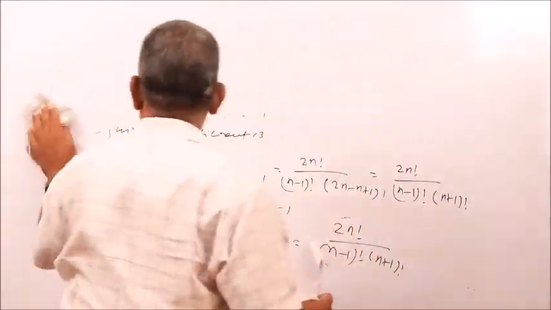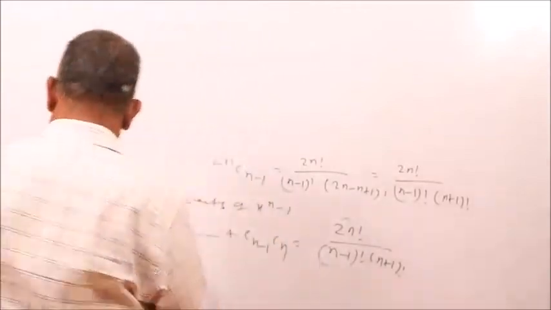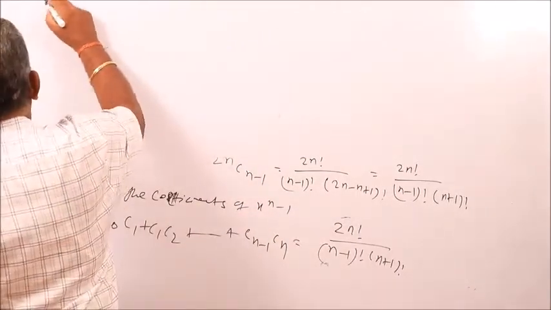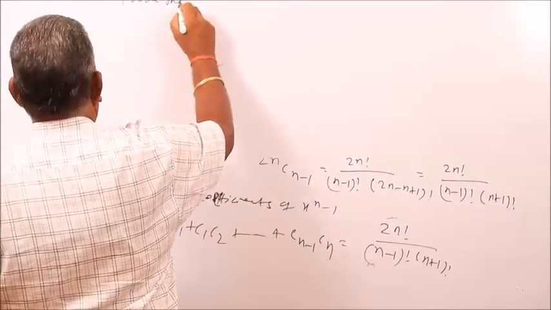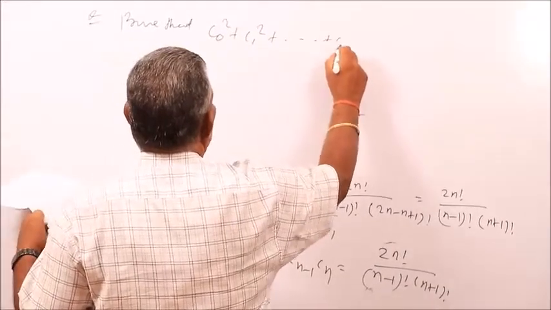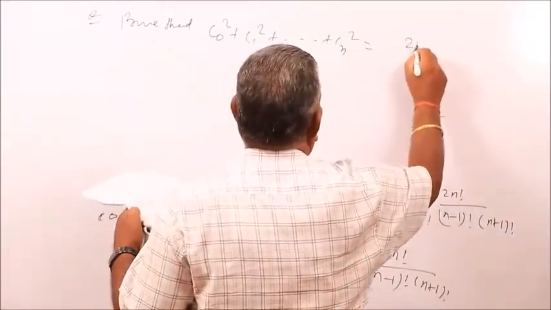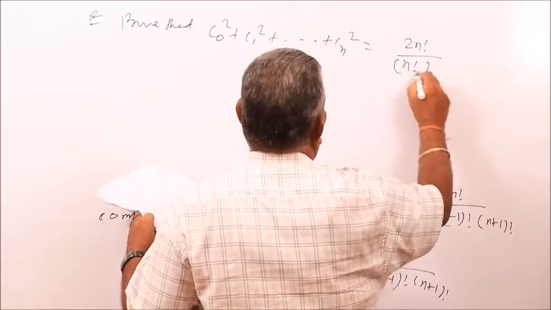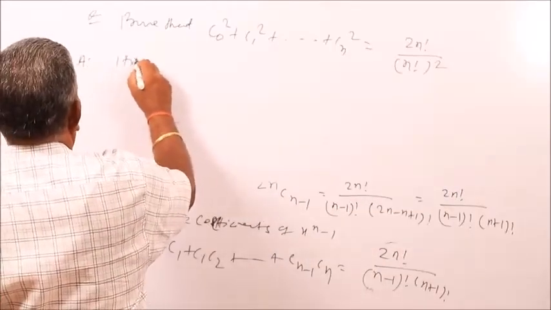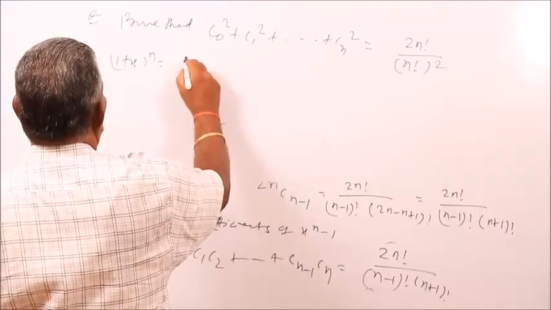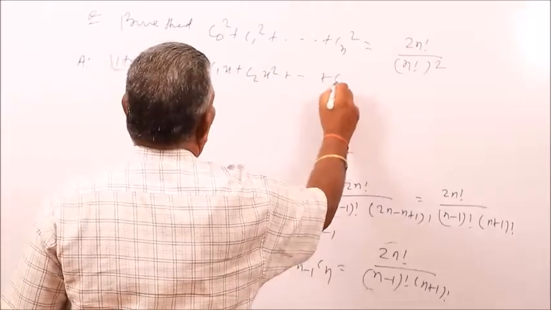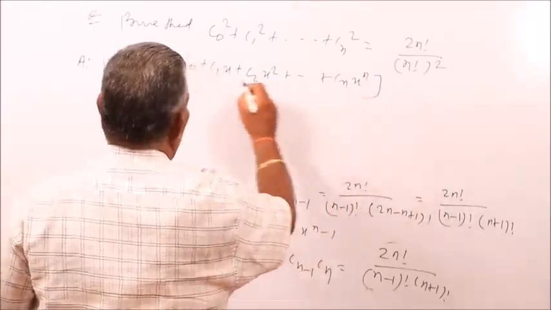Another problem like this. Prove that C0 square plus C1 square up to Cn square equals 2n factorial by n factorial whole square. In the previous problem, 1 plus x whole to the power n equals C0 plus C1x plus C2x square up to Cn xn, like this.